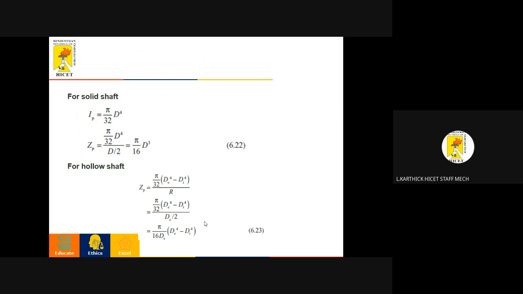And for hollow shafts, polar modulus equals pi by 32 into de power 4 minus di power 4 by r, that is, pi by 32 de power 4 minus di power 4 by de by 2, whereas r equals d by 2. By solving those values, we will get pi by 16 de into the bracket de power 4 minus di power 4, whereas de is the external diameter, di is the internal diameter, and r is the radius of the shaft.